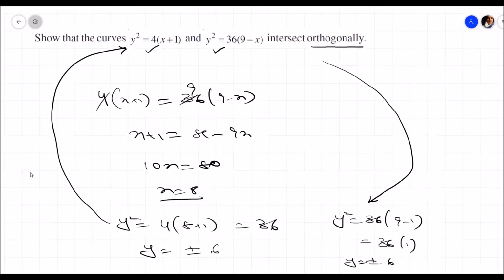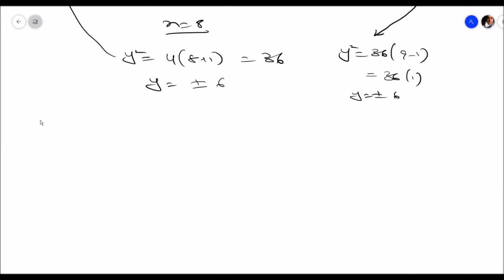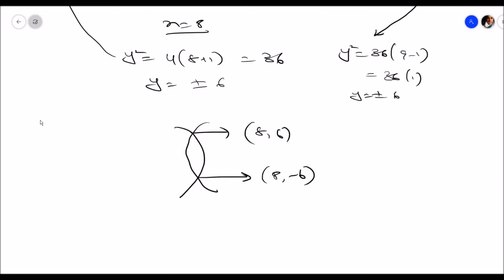So these two curves are meeting each other. Let us say the curves are somewhat like this. The curves are meeting each other at 2 points. The first point is 8 comma 6 and the second point is 8 comma minus 6, which is what we identified. Okay, so you need to find out the slope of curve 1.